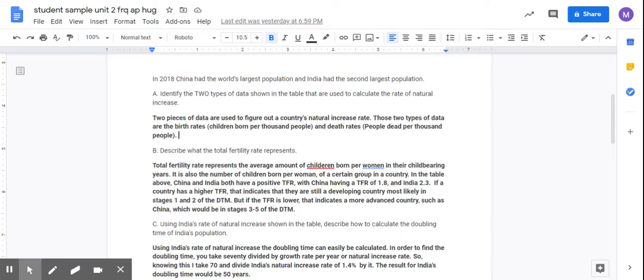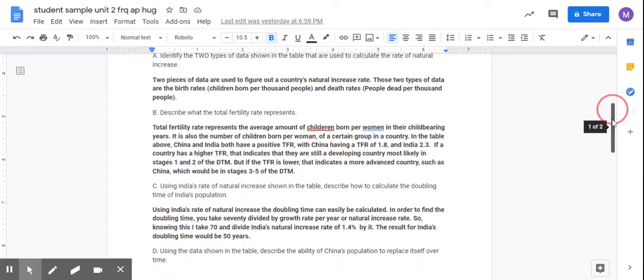Okay, so this is a sample student response. Two types of data that you could use here would be birth rates, also CBR, death rates, CDR. Boom, done. You don't have to say anything else. You don't have to say anything about what they are, the differences between the two countries, identify. You're just answering the question in a sentence or two.